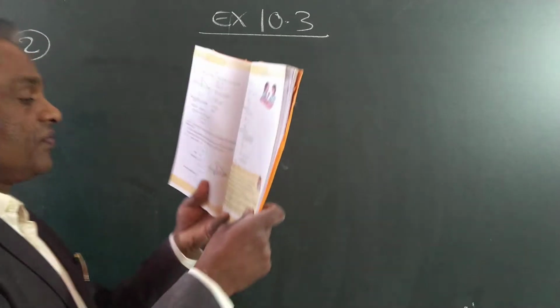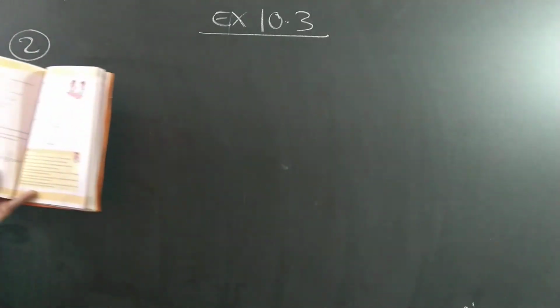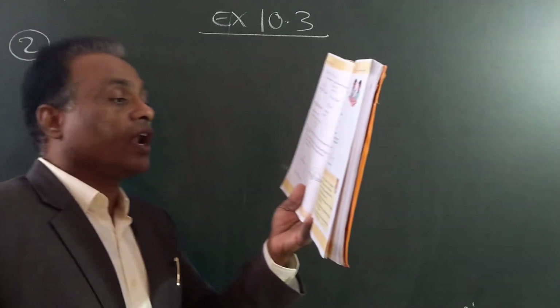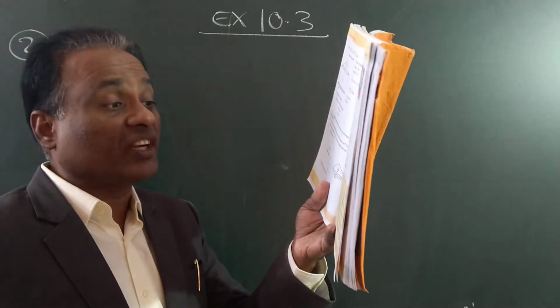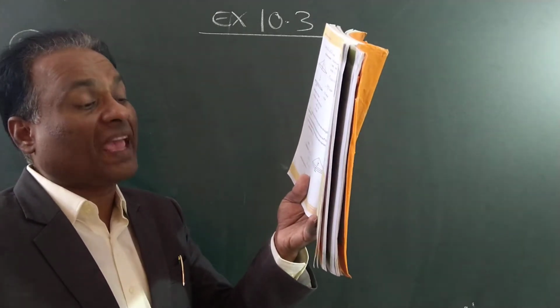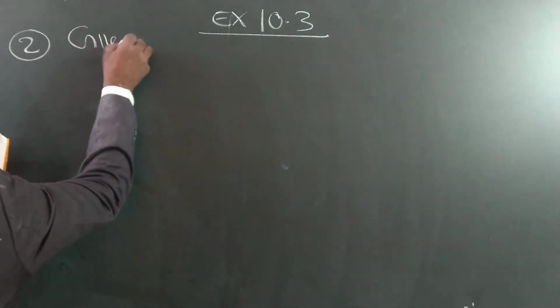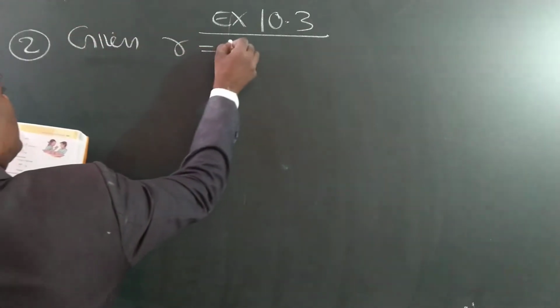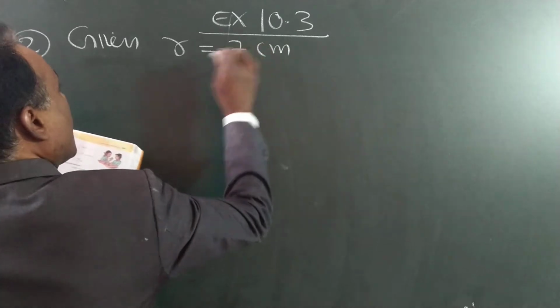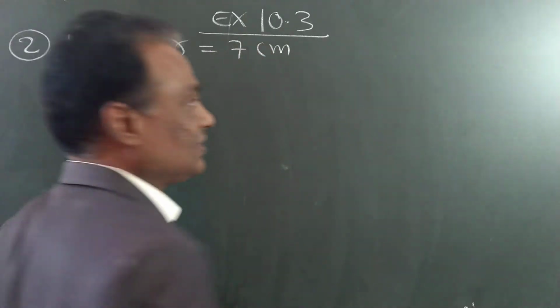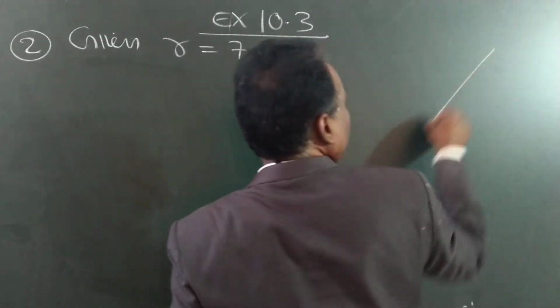Yesterday we completed the first problem, students. Now read the second question. The volume of a cone is 462 meter cube. Its base radius is 7, given. Base radius is 7. R is equal to 7.